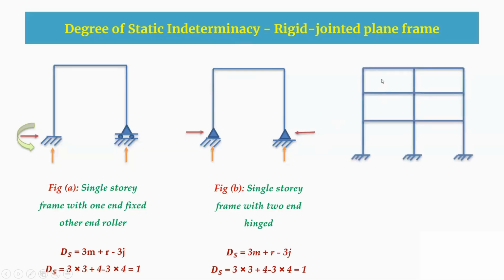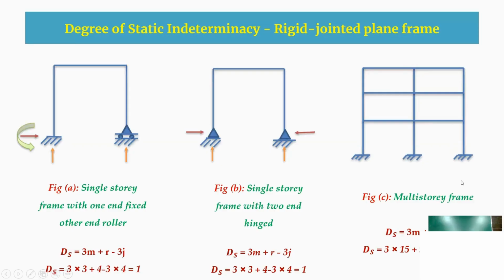Now if you consider a multi-story frame, here you can count the members: 1, 2, 3, 4, 5, 6, 7, 8, 9, 10, 11, 12, 13, 14, 15. So here the members are 15, and the reaction components are, for each fixed support, 3. In total there are 3 supports, so that is 9. And the joints, if you count 1, 2, 3, 4, in total there are 12 joints. So the indeterminacy will be 18.